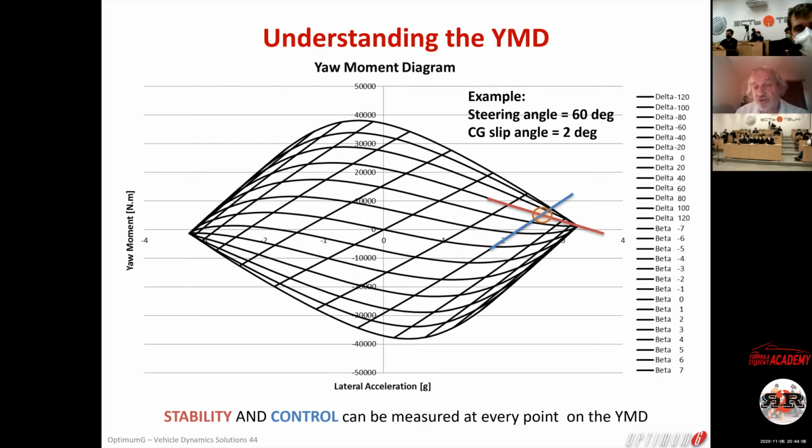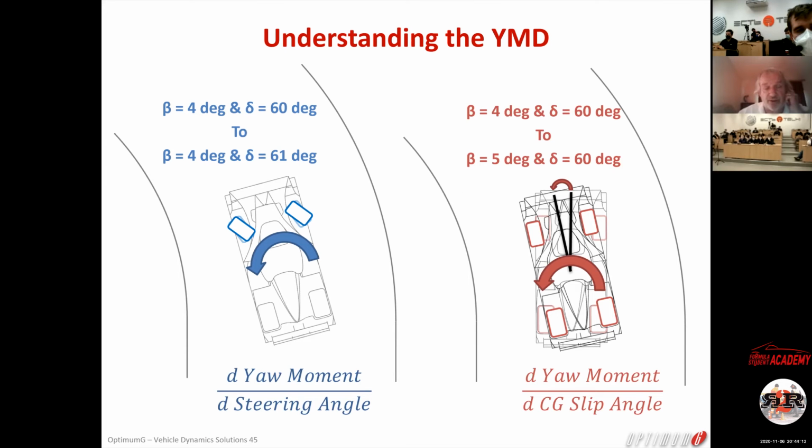Stability and control can be measured not only at the entry, but at any point of the circuit. So for example here, I have my beta at 4 degrees, okay? And I turn the steering wheel from 60 to 61. Do you still have a yaw moment there? Here, I lock the steering at 60 and I have a yaw angle of 4 to 5 degrees.